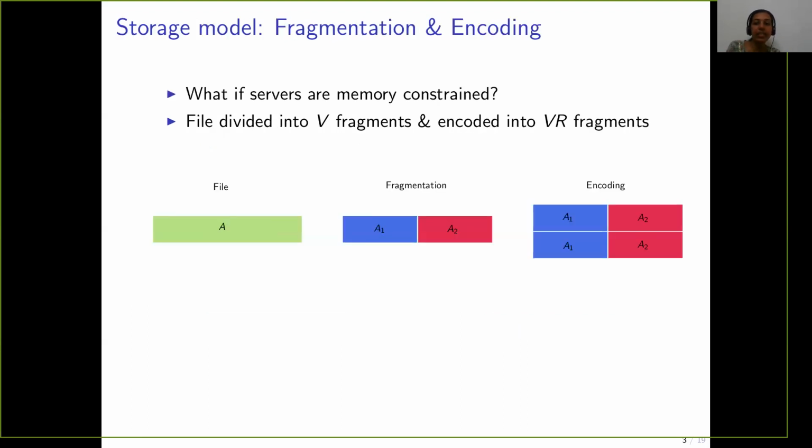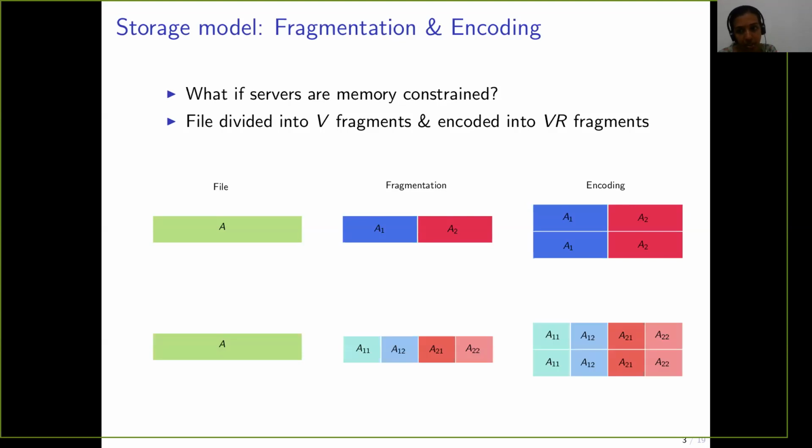And we consider a setting where each server has a memory constraint and can store only a fraction of the file. Then we fragment the file into, say, V fragments, and we replicate them at a replication factor R, and we have VR encoded fragments. Here we have an example where a file A is divided into two fragments and replicated twice. Then we also show a finer fragmentation of the file and its replication coding.